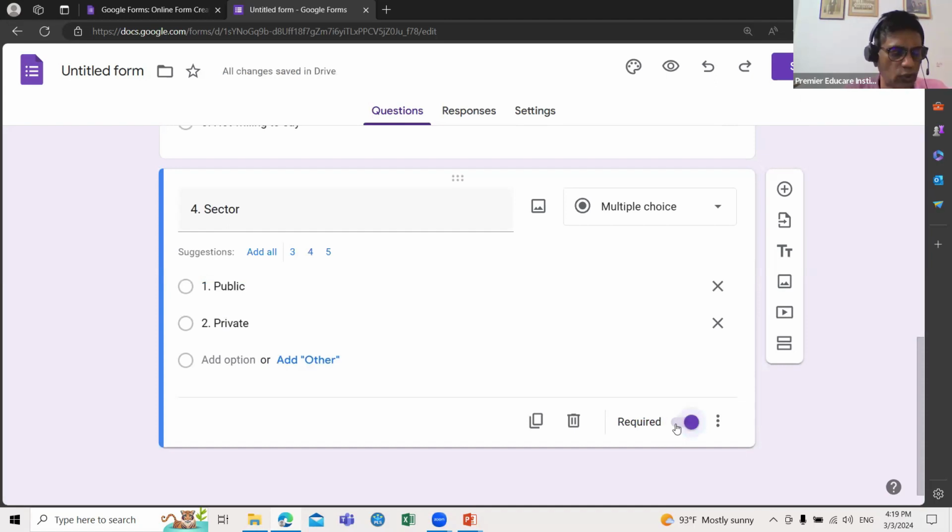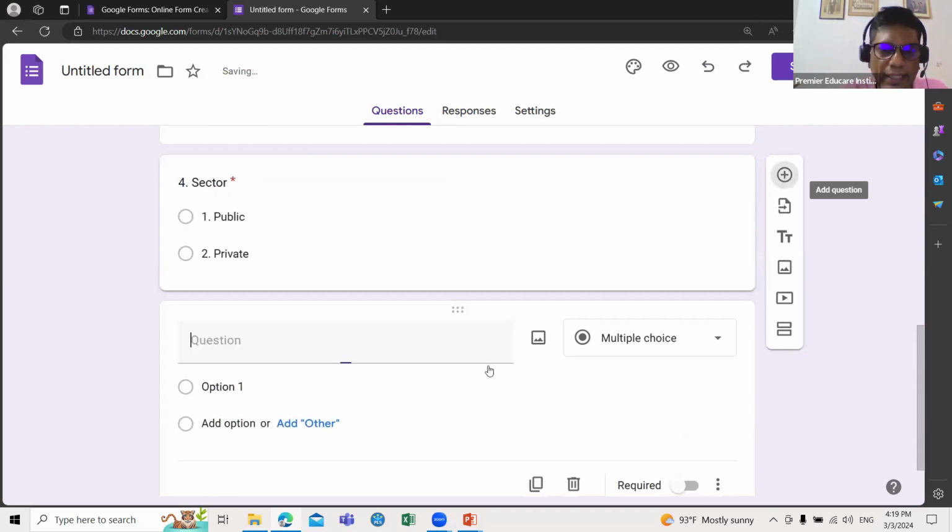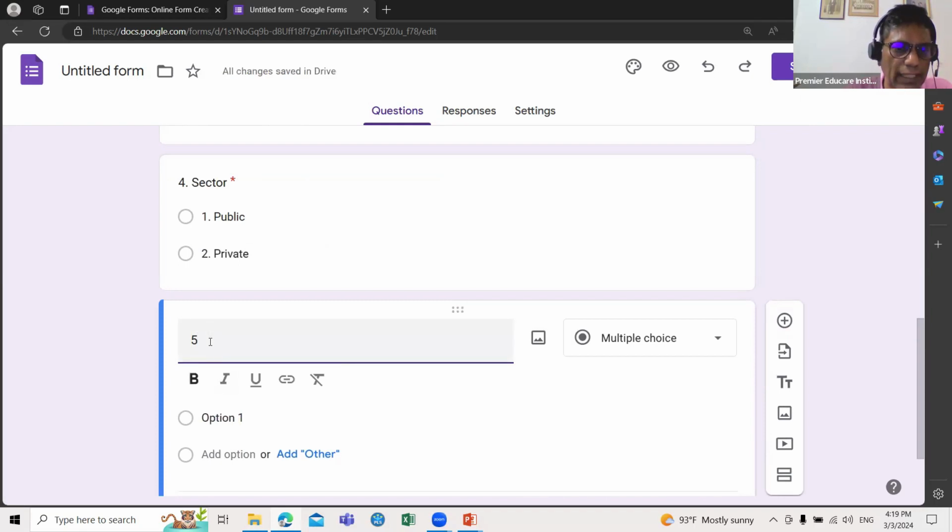What is question number 5? That should be department. Okay, so up to now you have only 4 questions. Click add questions here. You can see add questions. Click here. Question number 5. I told you very clearly, please give the numbers for each and every question. Otherwise it is not a rule, but finally it is very easy for your analysis. Question number 5 is what? Department, right? Department of respondent.